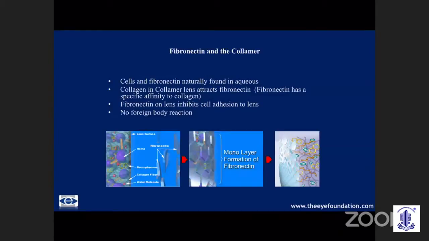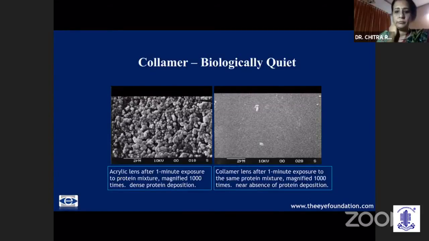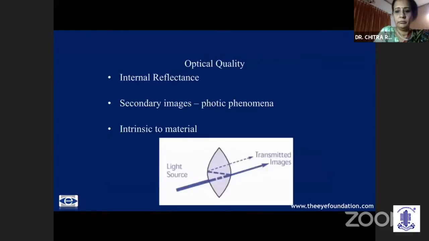Now, what makes this lens inert? We all know that the cholamer has a high affinity for the fibronectin in the aqueous, which forms a layer on the lens and subsequently protects it from the inflammatory mediators in the aqueous. You can see that an acrylic lens, which is routinely used in cataract surgery, has a dense protein deposition within a minute of exposure, as against the near absence of proteins on the surface of the cholamer.